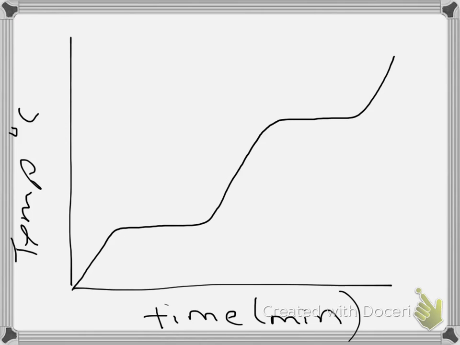So here I have what's called a heating curve, and this is a pretty generic one. But this tells us exactly the melting and boiling point of a material. Melting point is the temperature at which it goes from a solid to a liquid, and boiling point is where it goes from a liquid to a gas. Now, it's all dependent on temperature here.